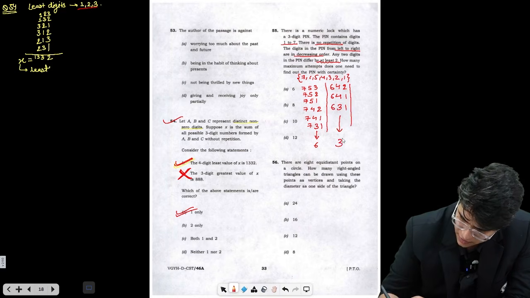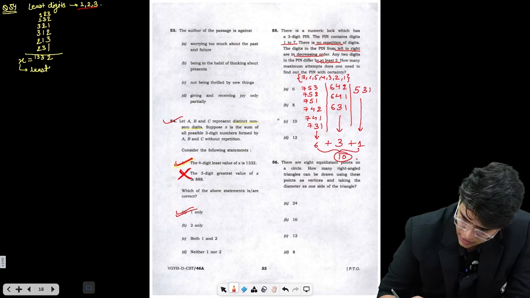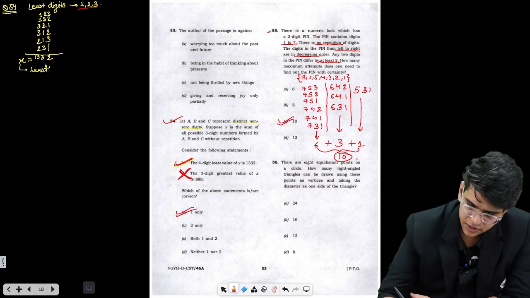3 cases here. 5, 3, 1. Only 1 case here. Sorry. Total there are 10 cases. So the answer for this question is 10. Question number 55 done.